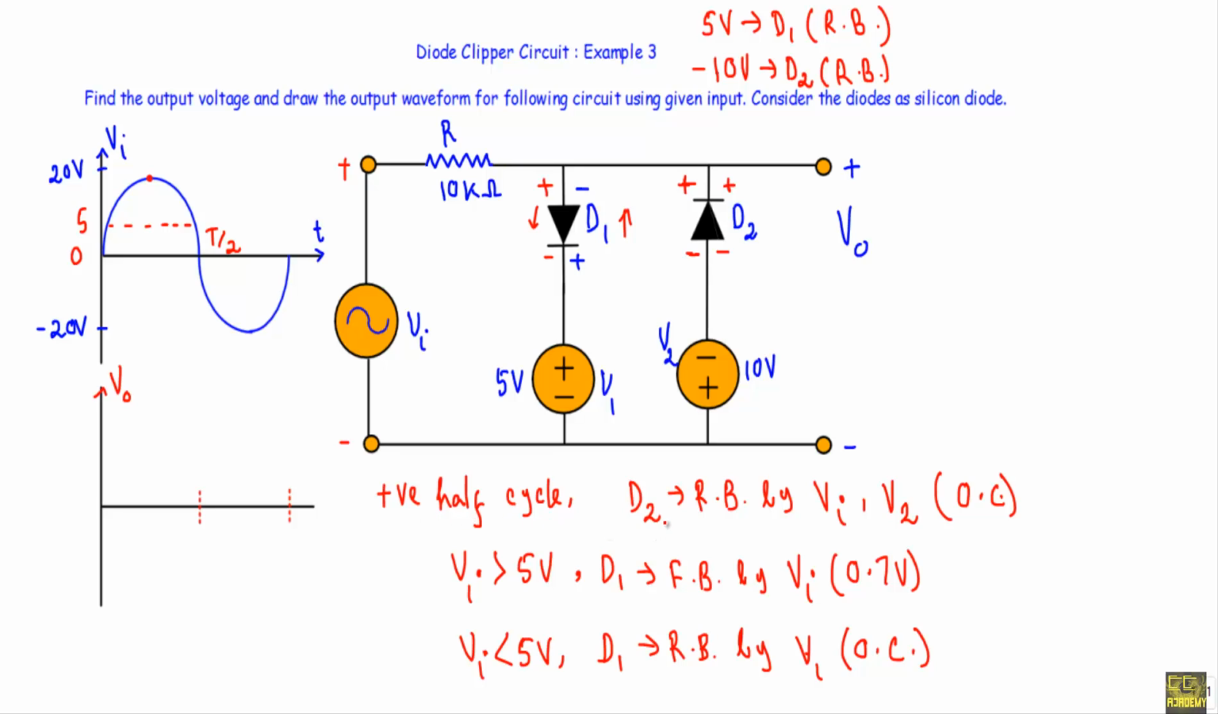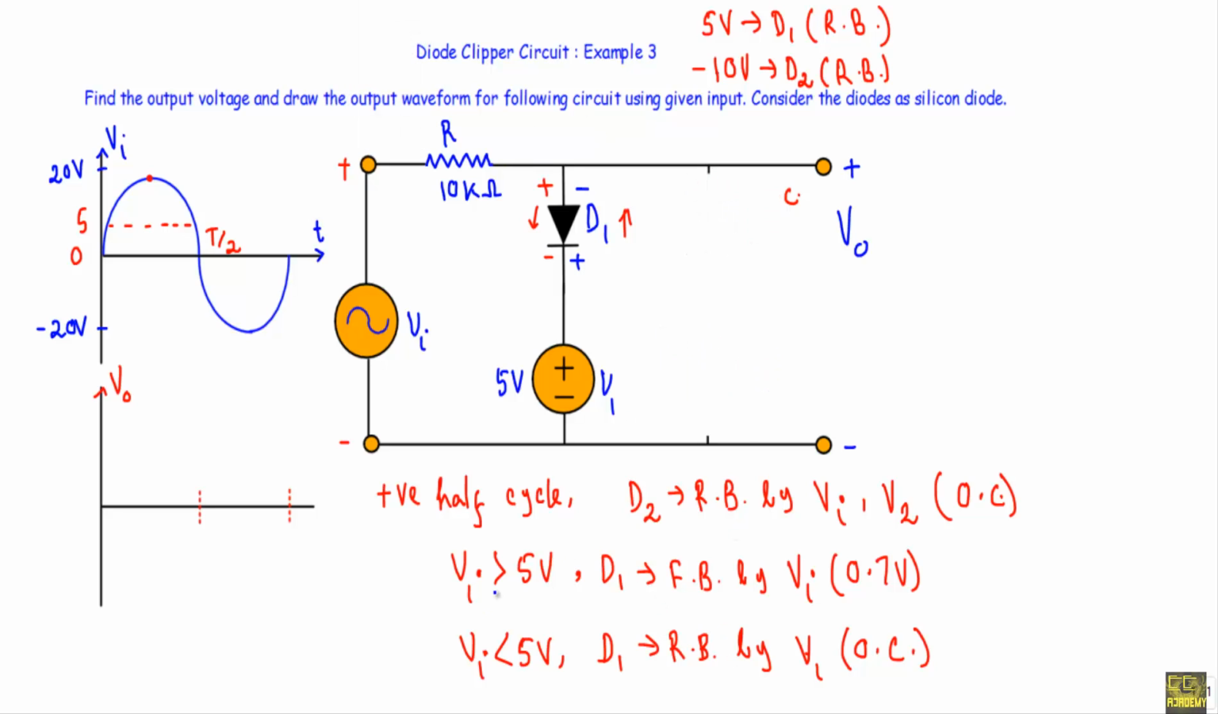During positive half cycle, the diode D2 will be in reverse bias, so we can replace it with an open circuit. That means I can remove this D2 from the network. That means I can remove the entire branch that contains the diode D2 in this circuit.